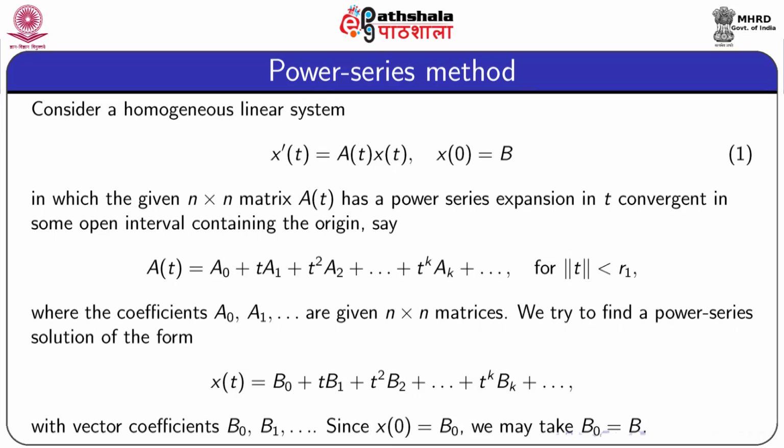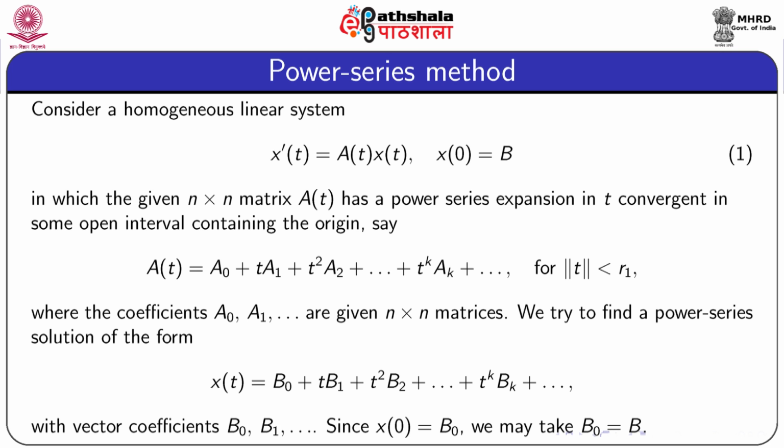In our previous module 5, we have learned about Putzer's method to calculate e to the power At. We have also learned an alternate way of calculating e to the power At in some special cases. In this module 6, we will learn about the power series method, and also we will learn about the variation of parameter method for non-homogeneous cases. In this module, we will learn about the power series method.